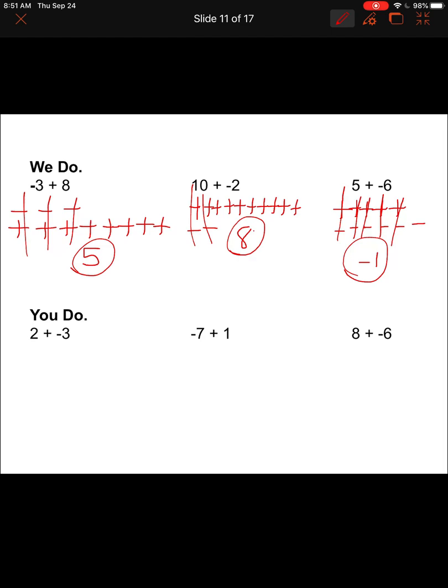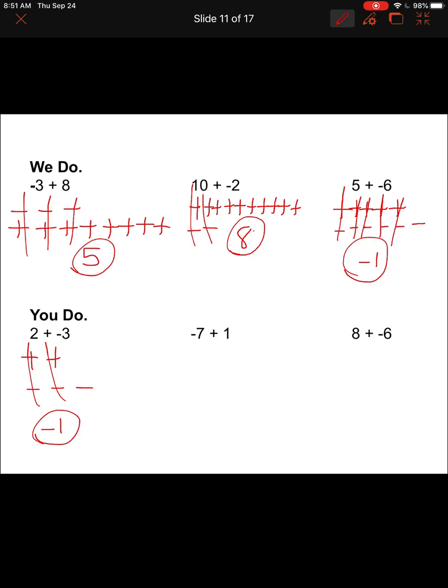Pause the video, and then when you are ready, you can hit play and we'll go over the answers. Okay, 2 plus negative 3. We have 2 positives, 3 negatives. Cross out your 0 pairs. You should be left with negative 1.